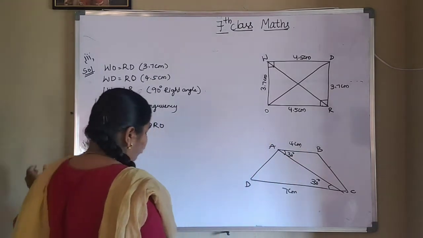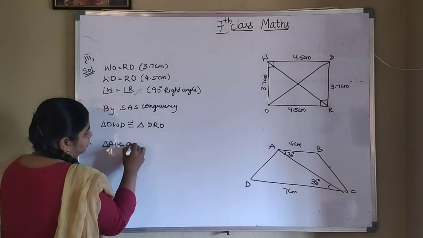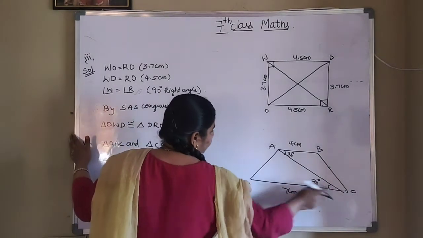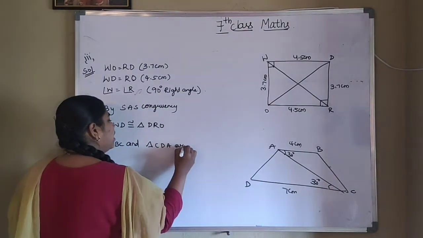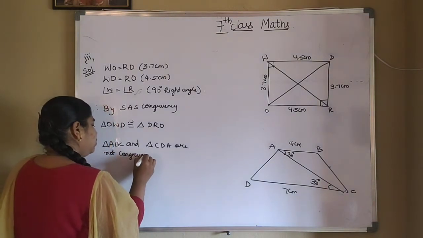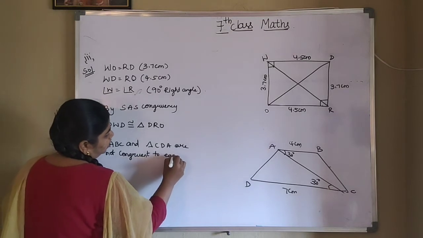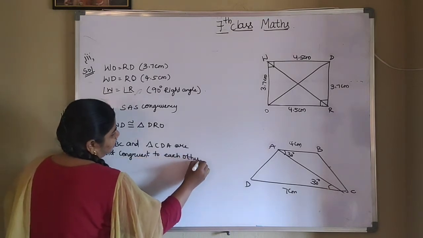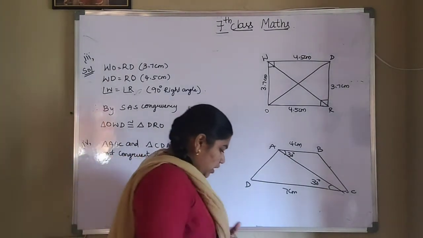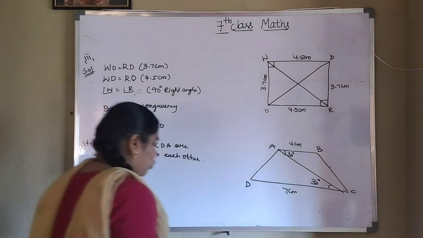So what can you write? Triangle ABC and triangle CDA are not congruent to each other. So this is our last solution, that is the fourth question. Okay, so next is the fourth bit.